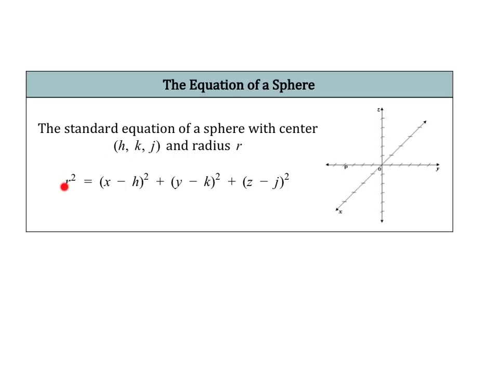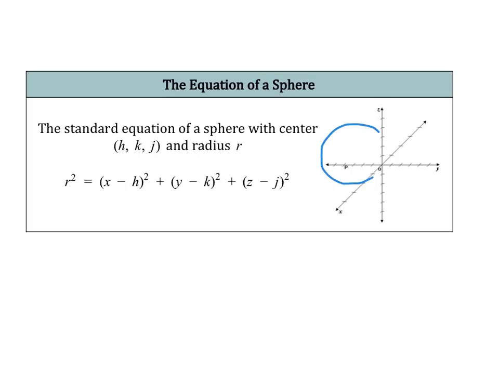Our radius is still r, and notice that we still have r squared here. So it's just x minus h squared plus y minus k squared plus z minus j squared equals r squared. So if we want to find the radius, just make sure to take the square root of that value. So from here, let's talk about how do we graph, or how do we sketch a picture of a sphere.